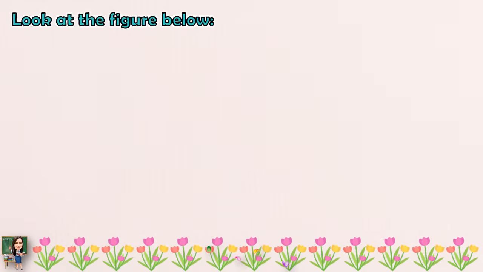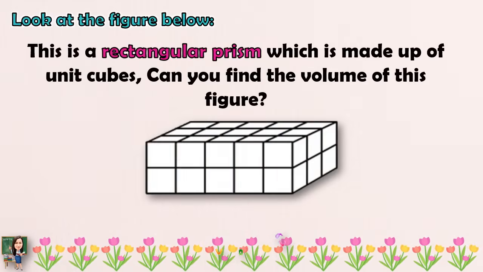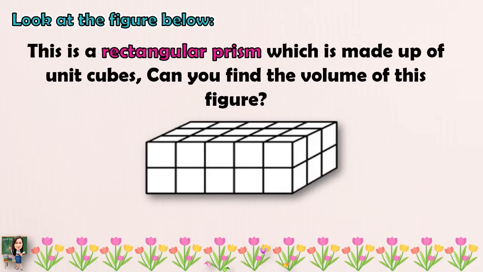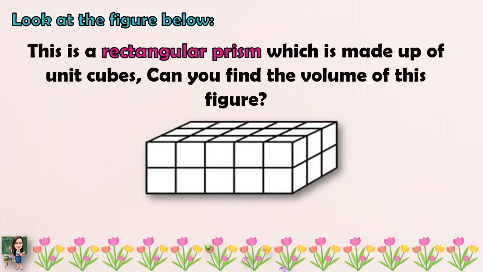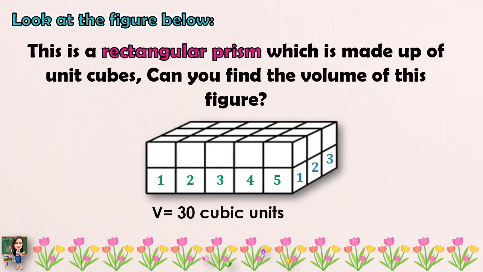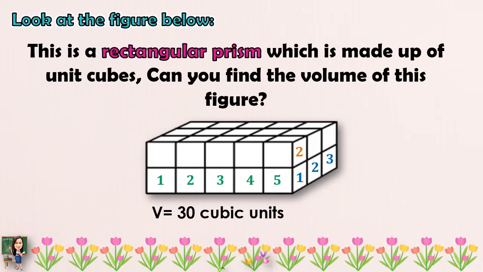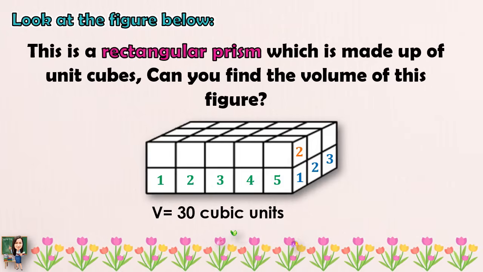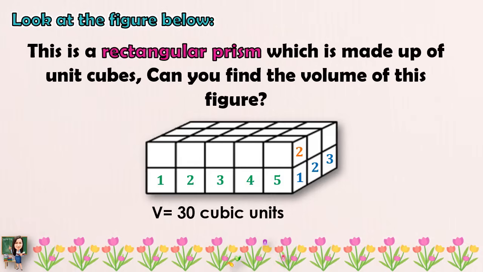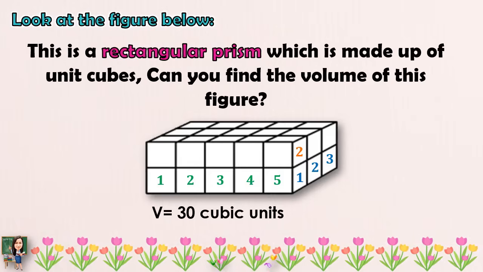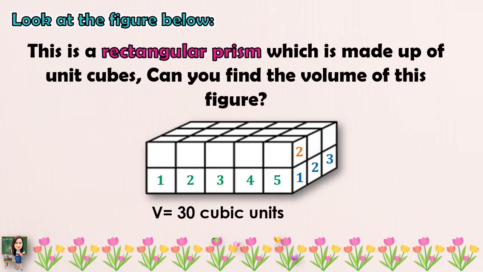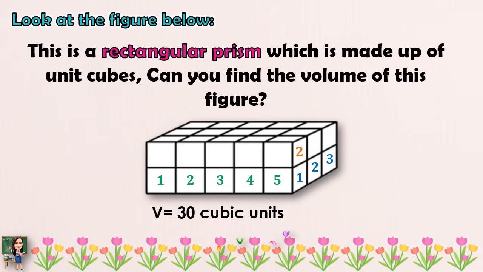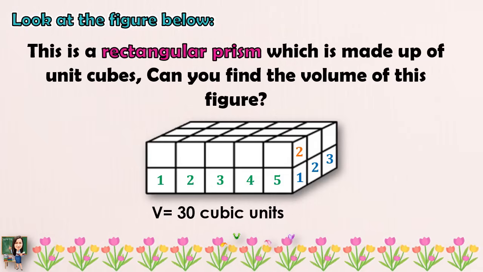Look at the figure below. This is a rectangular prism, which is made up of unit cubes. Can you find the volume of this figure? The volume of this figure is 30 cubic units. The length has 5 cubes. The width has 3 cubes. And the height has 2 cubes. And then multiply the length, the width, and the height. First, multiply the length and the width. 5 times 3 equals 15, then multiply the height. 15 times 2 equals 30. That's why we get the volume, which is 30 cubic units.